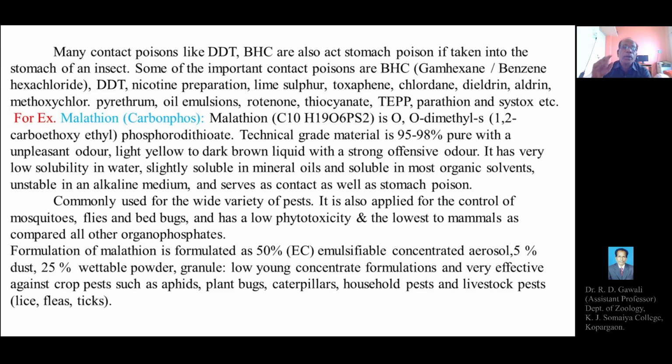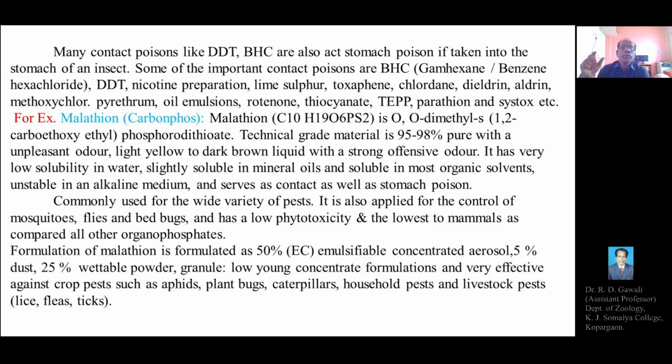Malathion is formulated as a 50% effective concentration, emulsifiable, a yellow to brown colored liquid. That means the actual compound malathion is 50% and the other 50% is inert material. Emulsifiable means we can dissolve it in water. It is an emulsifiable concentrate. Then there is a 5% dust.